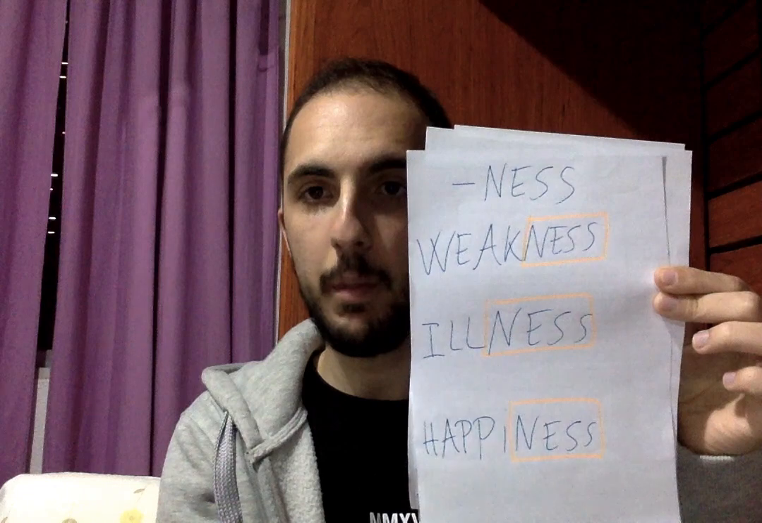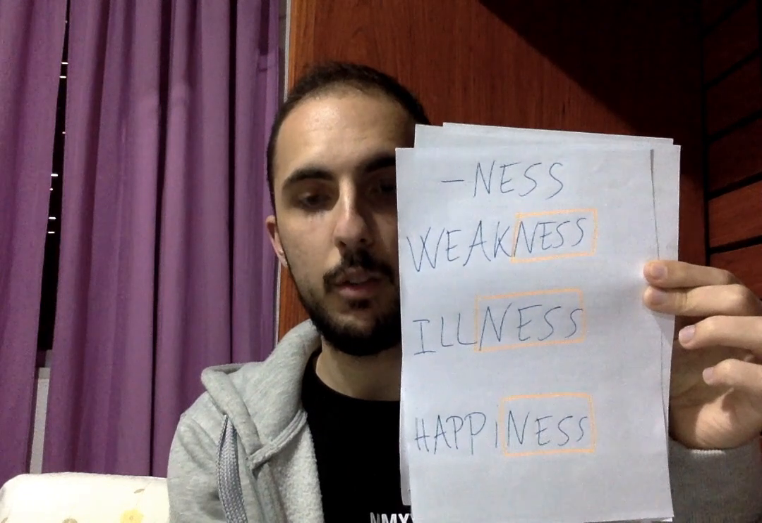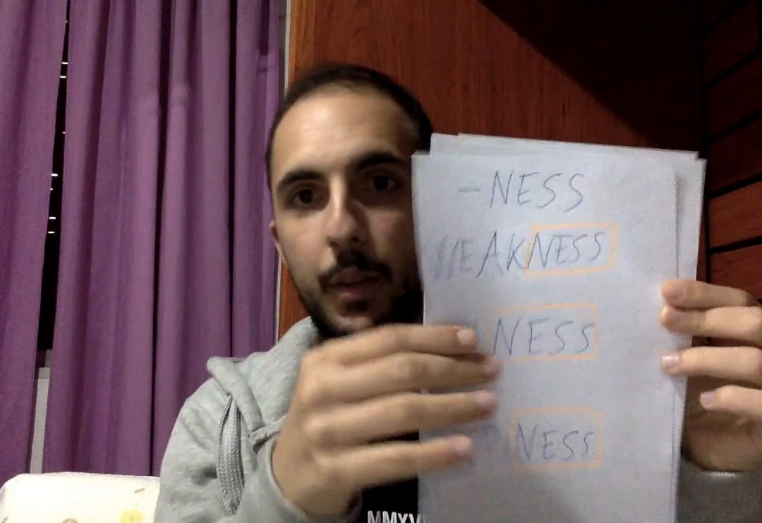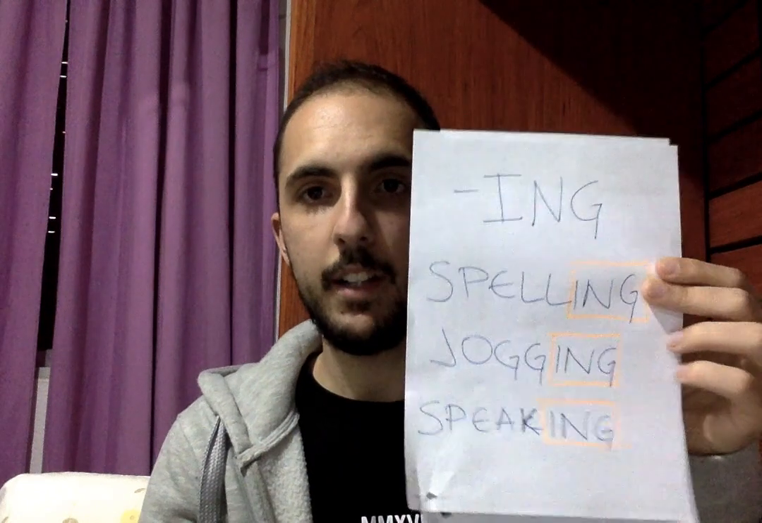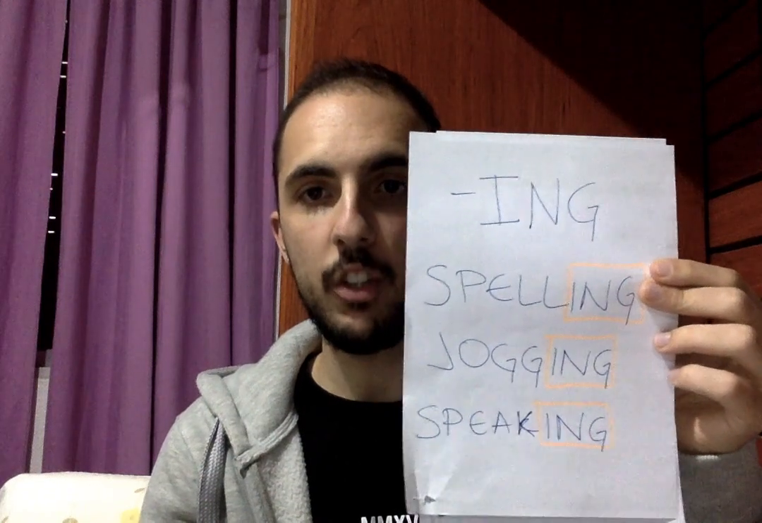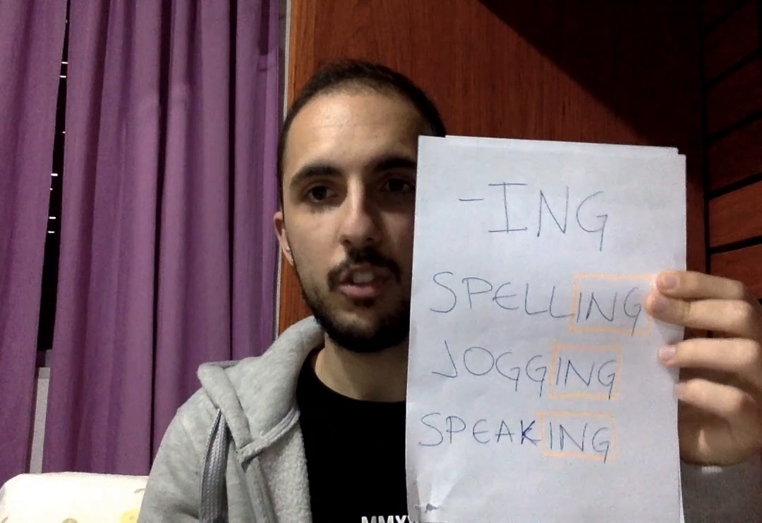Happy. When you're happy, that's a state. Okay, you are happy. But then you can show off your happiness, which is a noun. Okay. Also in the case of ing: spelling, jogging, speaking, all of these are skills, activities, actions, nouns in the end.